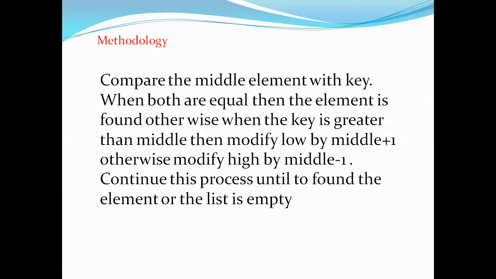When the key element is not equal to the middle element, then you change either the low position or the high position. When the key element is greater than the middle element, modify low to middle plus 1. When the key element is less than the middle element, modify high to middle minus 1. Continue this process until the element is found in the list or the list is empty.